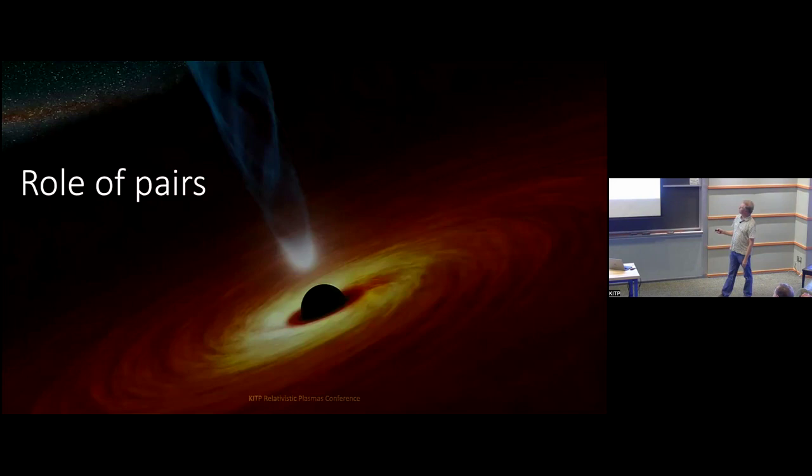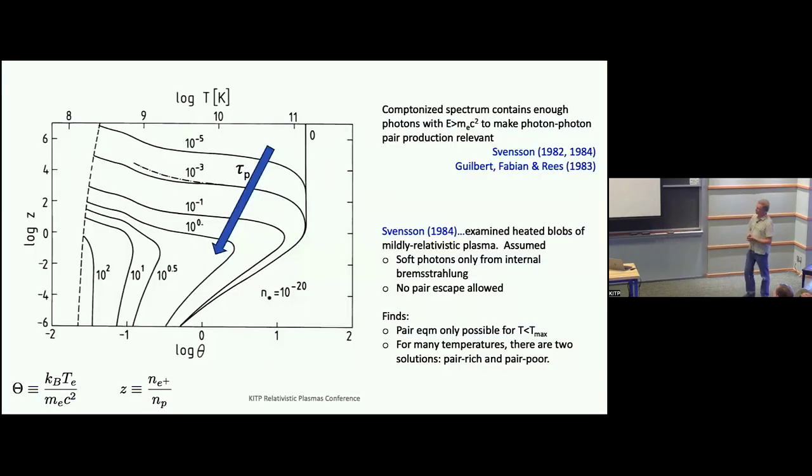polarization. Okay, let's get to the main topic, the role of pairs. Again, this has been a topic with a long, rich history, starting off in the 70s when people were really getting their hands on the question of what happens with relativistic plasmas. I want to pick this story up with Svensson in the 80s, who started looking at mildly relativistic plasmas, which turned out to be the ones most relevant here.